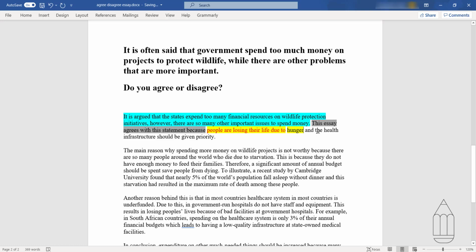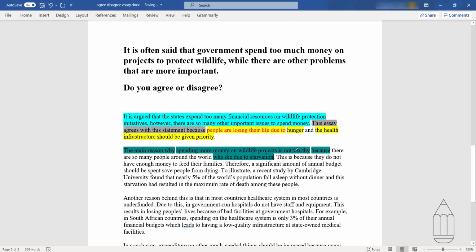Okay, and the health infrastructure should be given priority, because we are seeing that there are many diseases. If we see at this time, the COVID scenario is really dangerous for people. People are losing their lives. So the main reason why spending more money on wildlife projects is not worthy is because there are so many people around the world who die due to starvation. So I have reiterated this hunger into who die due to starvation.